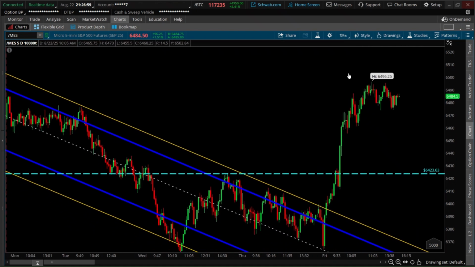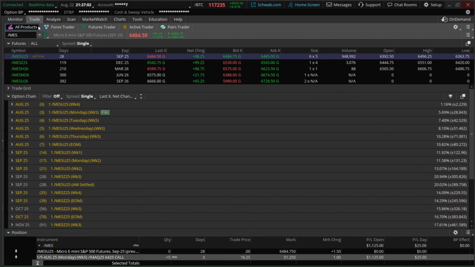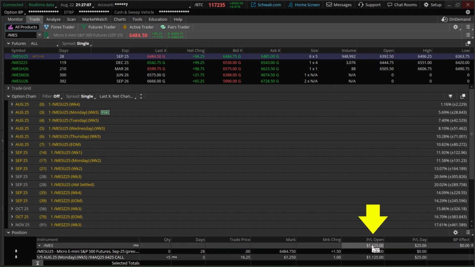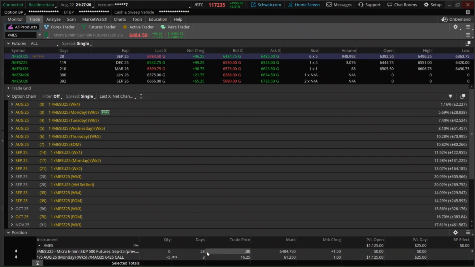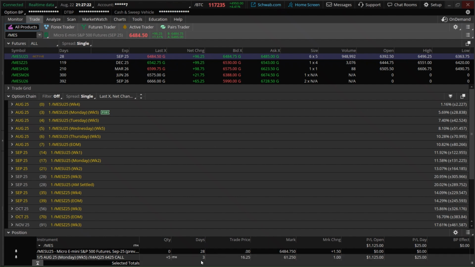Now regarding the option trade, so if I toggle over to the trade tab right down here, the profit and loss side of the ledger is reflecting a positive balance of 1,125. The option premium is now quoted at $61.25. There's 3 days remaining, which is tomorrow, Sunday, and then Monday. So again, there's actually less time remaining, as this also includes Saturday. Importantly, these contracts are not designated ITM or in the money.